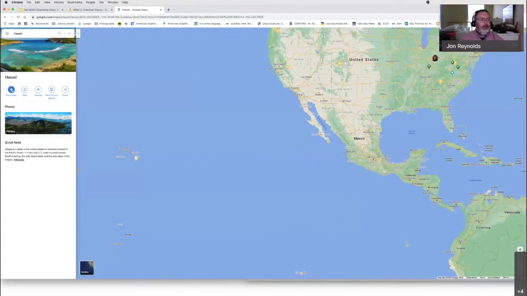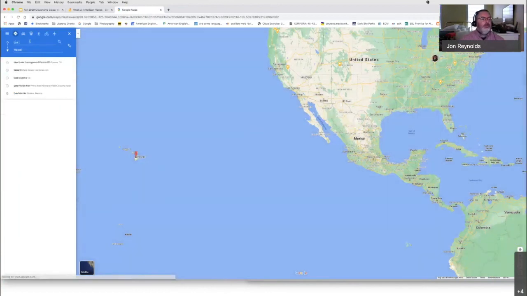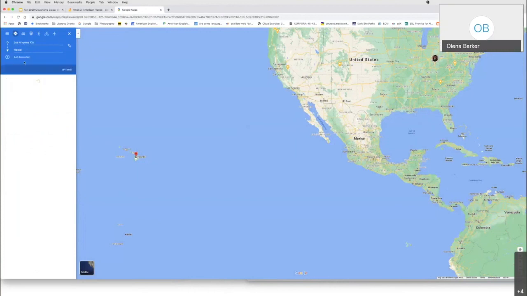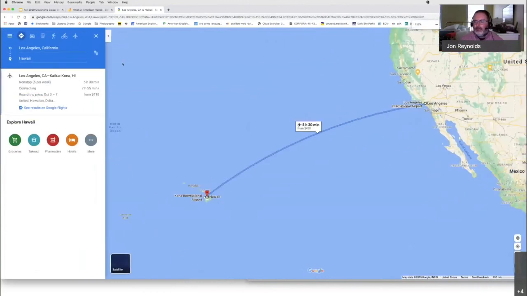In fact, let's just put Los Angeles for just a moment. Let me show you how far it is from Los Angeles to Hawaii. Just to fly is 5 hours and 30 minutes from Los Angeles. So as you can see, it's not close. It is not close at all. It's a pretty far distance.